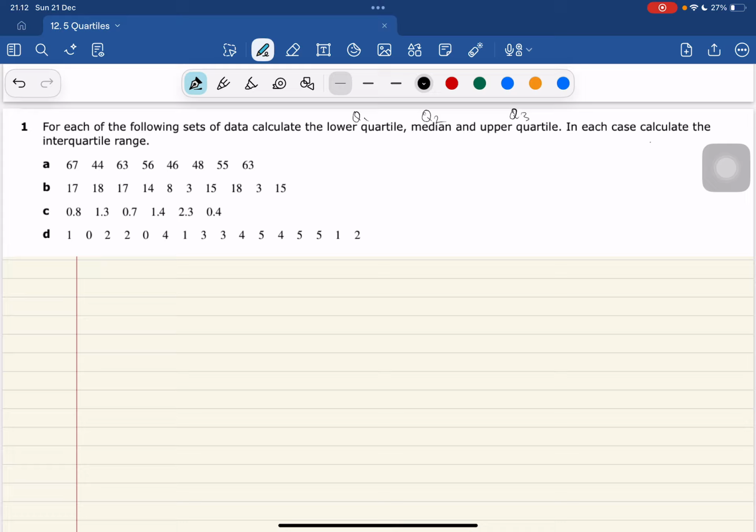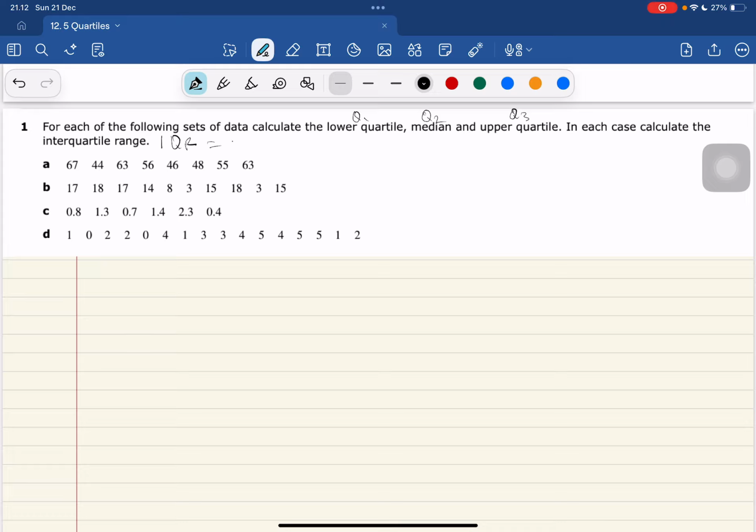Hi, in this video, I'm going to solve a practice question for quartiles. For each of the following sets of data, calculate the lower quartile. This is Q1, the median is Q2, quartile 2, and the upper quartile is Q3. In each case, calculate the interquartile range. The interquartile range is equal to quartile 3, the upper quartile, minus quartile 1.